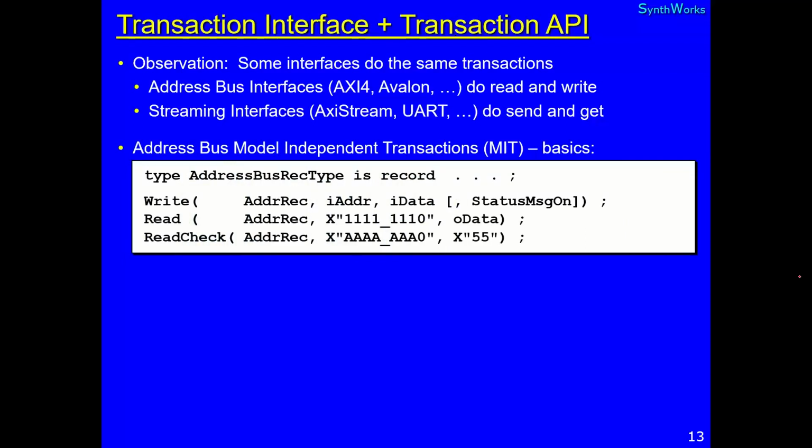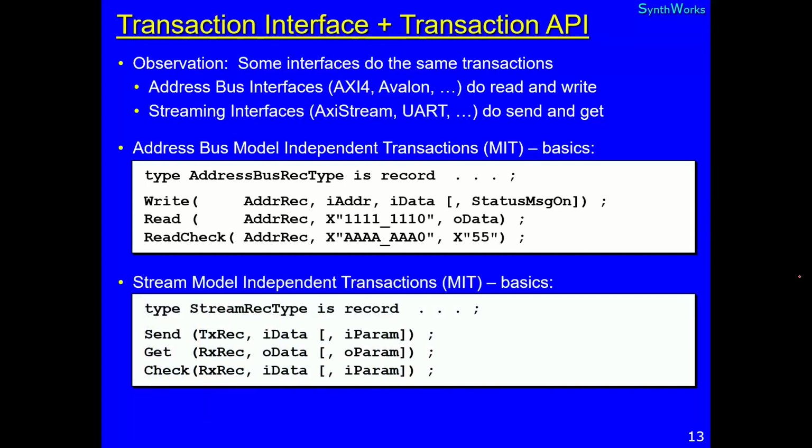So what we did then is we built our own little internal standards that we call our model independent transactions. And this first one is our address bus model independent transactions. It's basically a package, and we define our record and we define our transactions that we're going to support. And this here is a subset of those transactions. Then we have our stream model independent transactions, same sort of thing. We define our interface and then we define our transactions. So when we add that view for 2019, it'll be added into here. And we've already prototyped that.